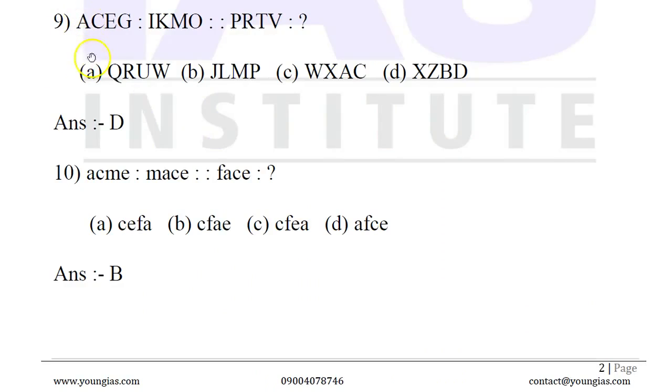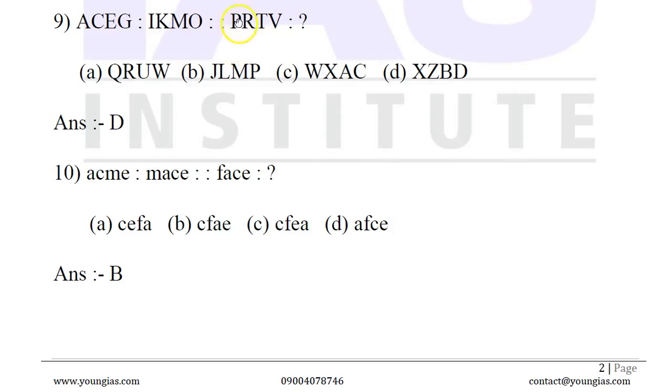9th question now. You have ACEG is to IKMO and PRTV is to what? So same pattern has to be followed. A and I. A plus 8, the answer would be I. C and K. C plus 8, the answer would be K. E and M. E plus 8, the answer would be M. And G plus 8, the answer would be O.